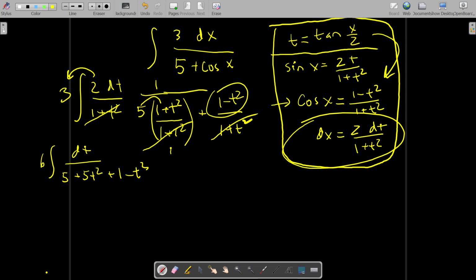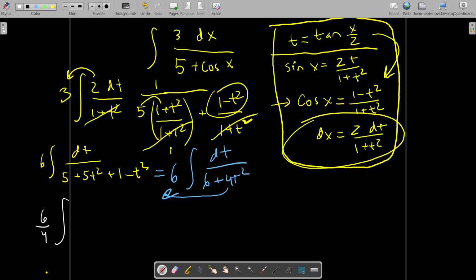Okay, good. Then I'll switch colors. Then I'm just going to simplify, combine like terms. So we're going to have 6 plus 4t squared. And I'm just going to pull a 4 out of here. We'll factor a 4 out. And we're going to have 6 over 4, and our integral is going to be 1 over t squared plus 3 halves is what we'll have here.